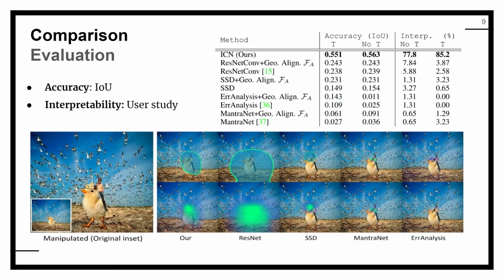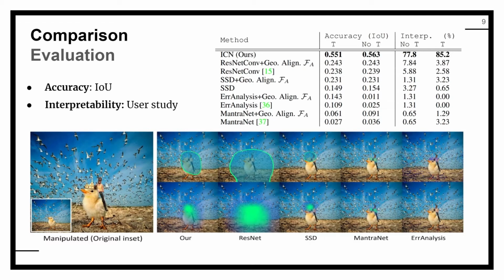We use intersection over union between the prediction and ground truth heat maps as our performance metric. We compare our approach to both classical and deep learning methods of forgery detection. Since these methods were not made with out-of-place transformations in mind, we evaluate their performance both with and without our geometric alignment unit. We show that ICN achieves a much higher IOU score than any of the other methods.